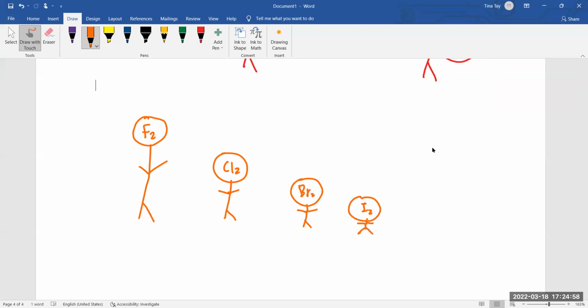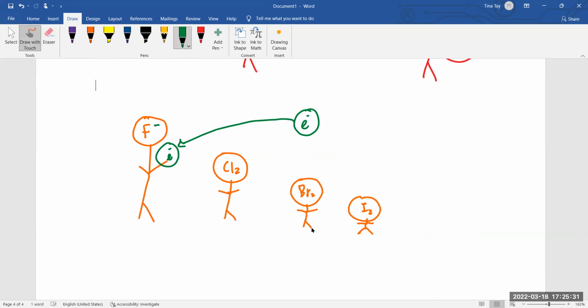They are all playing basketball. The goal of basketball is to get the ball. Who is going to get the ball here? Fluorine, chlorine, bromine, or iodine? Fluorine, because fluorine is the tallest. So fluorine gets the ball. Fluorine changes to become fluoride.